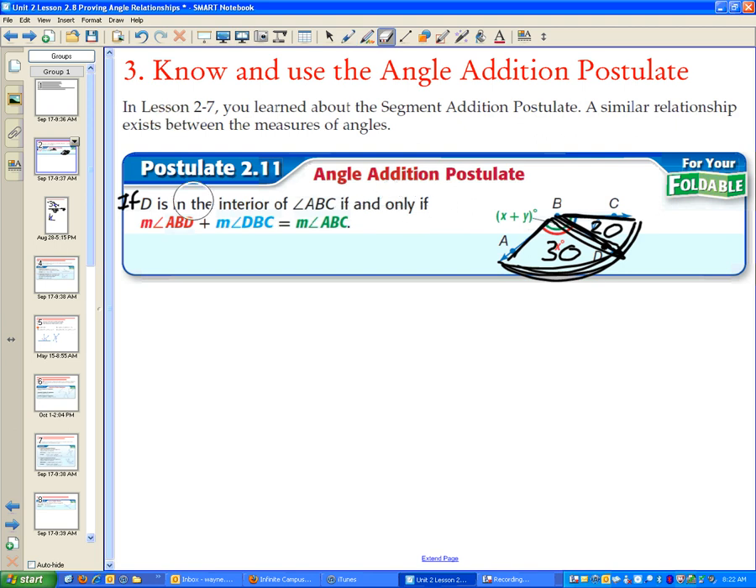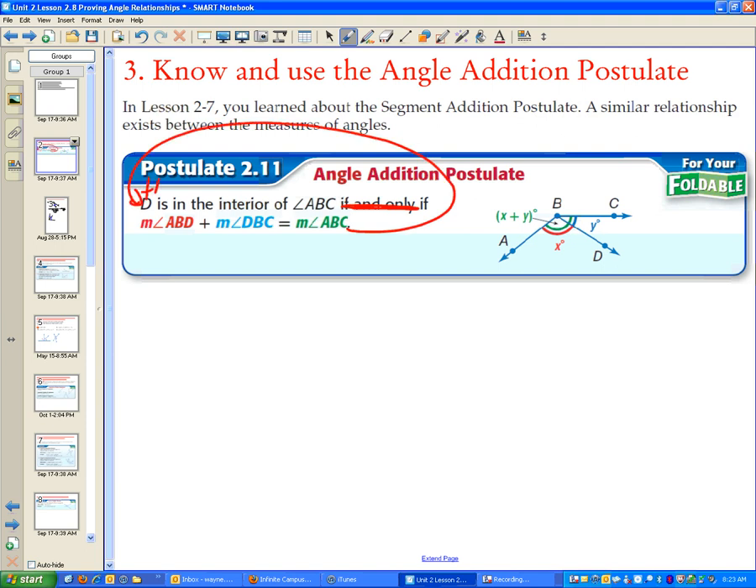Remember how the if and only if works? We could also think of this as if the measure of angle ABD plus the measure of angle DBC equals the measure of angle ABC, then D is in the interior of angle ABC. It's kind of like with the segment addition postulate, we had to have Y between X and Z for the segment addition postulate to hold. Well, D has to be in the interior of angle ABC for the angle addition postulate to hold.